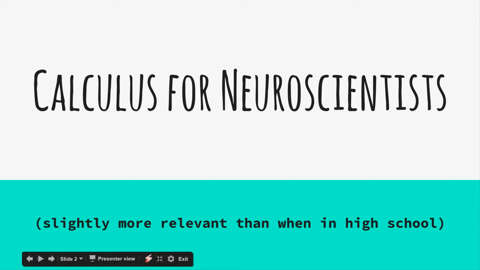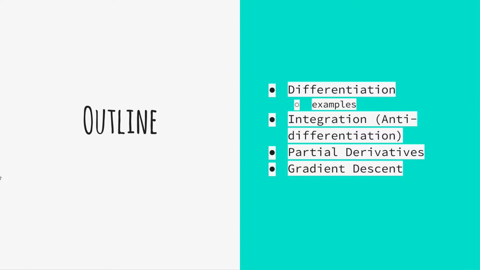Are you ready, kids? Today we're going to be talking about calculus and how it's actually pretty relevant to neuroscientists. The outline for the lecture today is going to be, we're going to go over differentiation, then integration, then multivariate stuff, and then a little bit about optimization using gradient descent at the end.